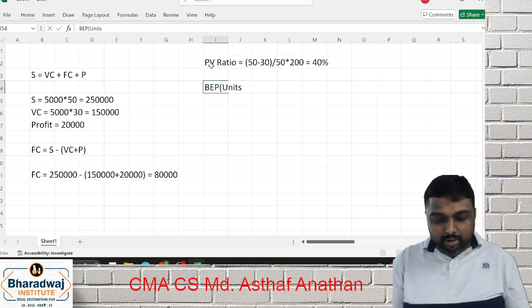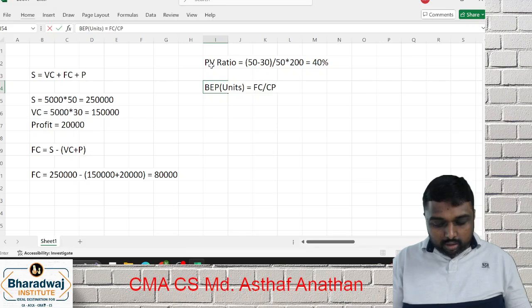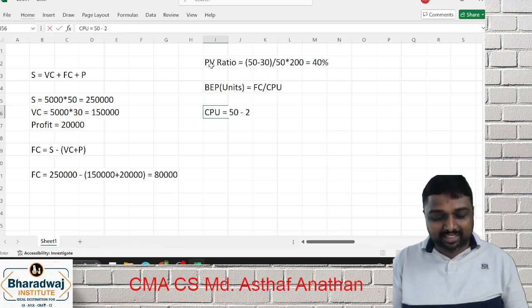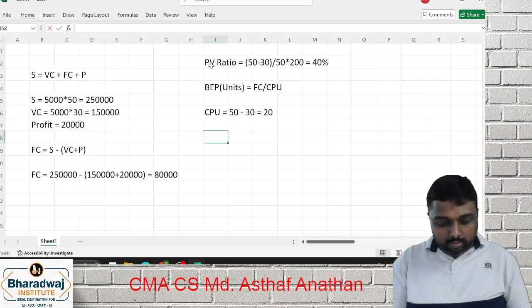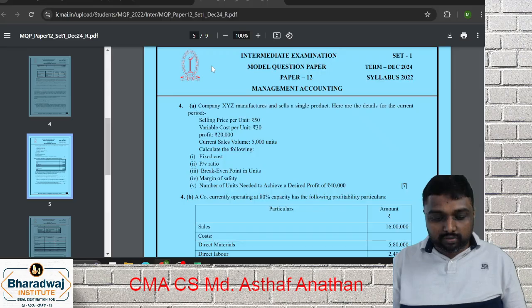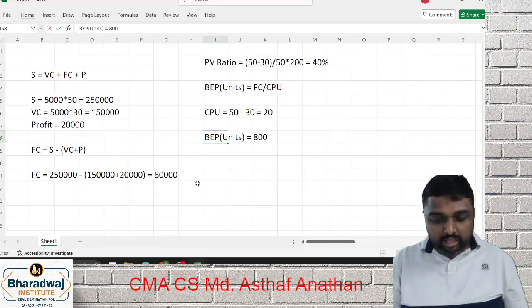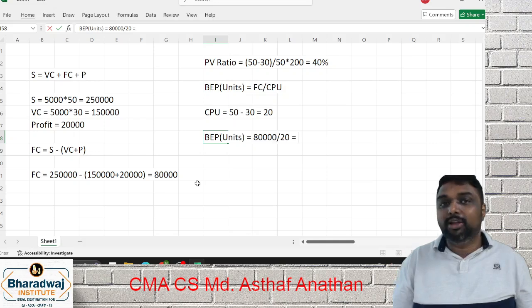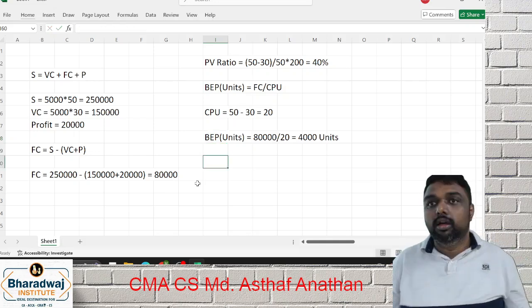Next, they are asking break-even point in units. We know the formula is fixed cost by contribution per unit. Contribution is 50 minus 30, you will get 20. So your break-even point in units is equal to what? The fixed cost we found out is 80,000 divided by 20. What will you get? 4,000 units.